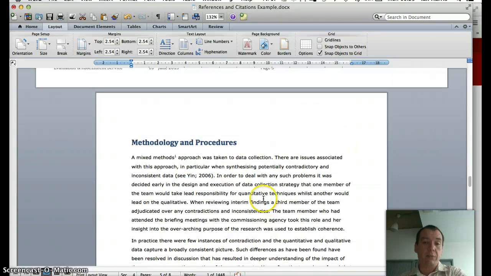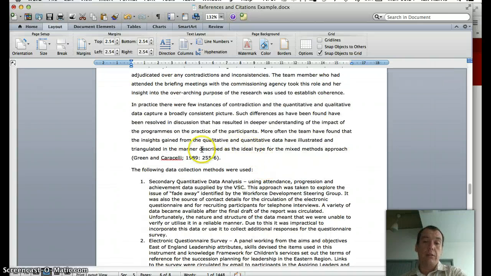It's perfectly reasonable of me to say there are issues associated with this approach, in particular when synthesizing potentially contradictory and inconsistent data. See Yin 2006. I'm thinking of the whole of what the man said. If I'm not thinking of the whole of it, like I'm down here, where I'm only thinking of a tiny bit, I have to give the page number.